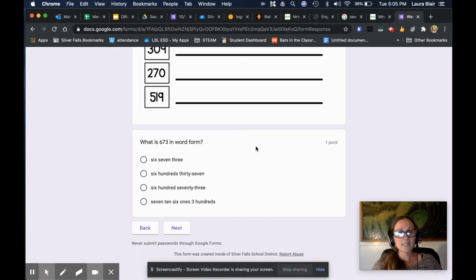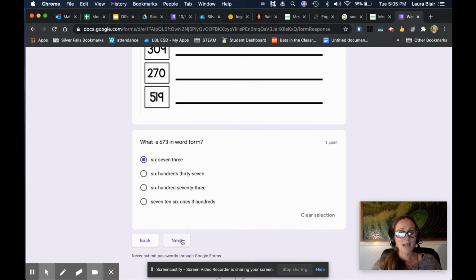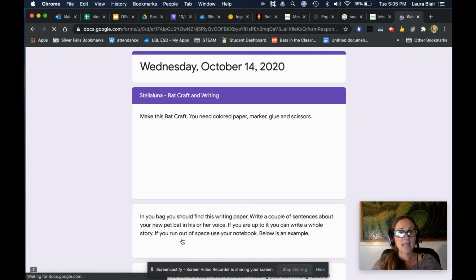It kind of looks like this. And then just answer this: what is 673 in word form? So how would we write it properly? Pick the right one. I'm just going to pick a random one and click on next.